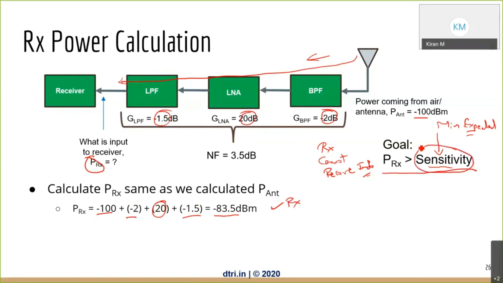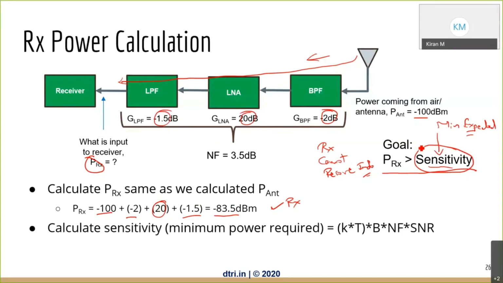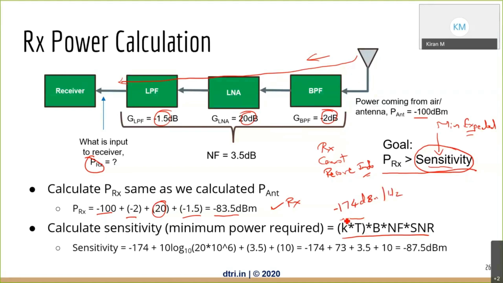So let me do a theoretical sensitivity calculation here. What is the equation? We looked at this equation, kTBF. Out of that, kT we already know. It's a standard number, minus 174 dBm per hertz. We don't have to change that number. The next number is bandwidth. In this example, I'm taking our required band, and I'm defining a bandwidth of 20 megahertz.